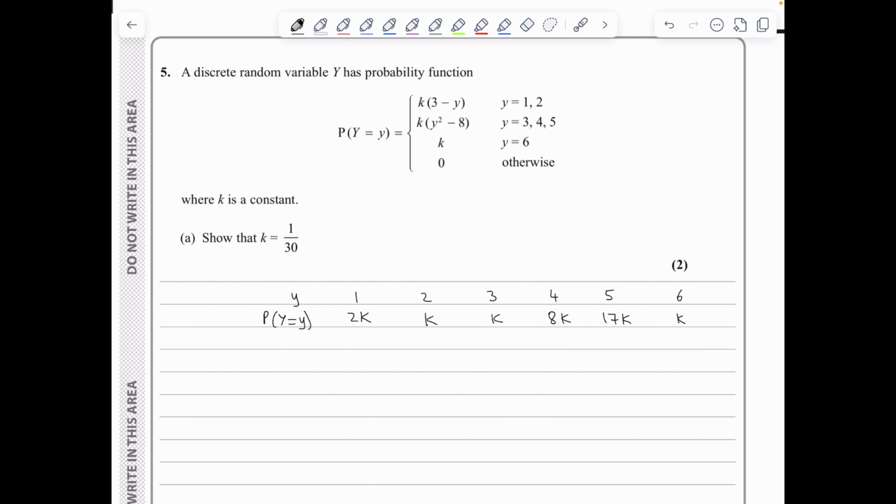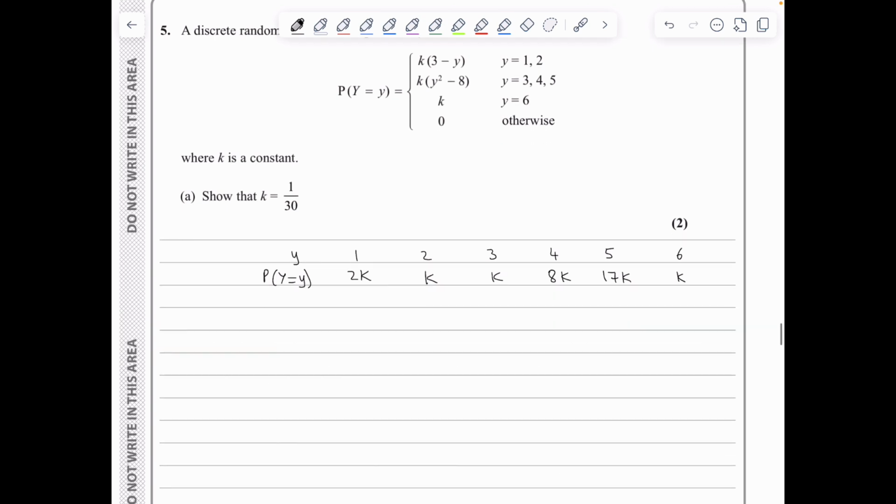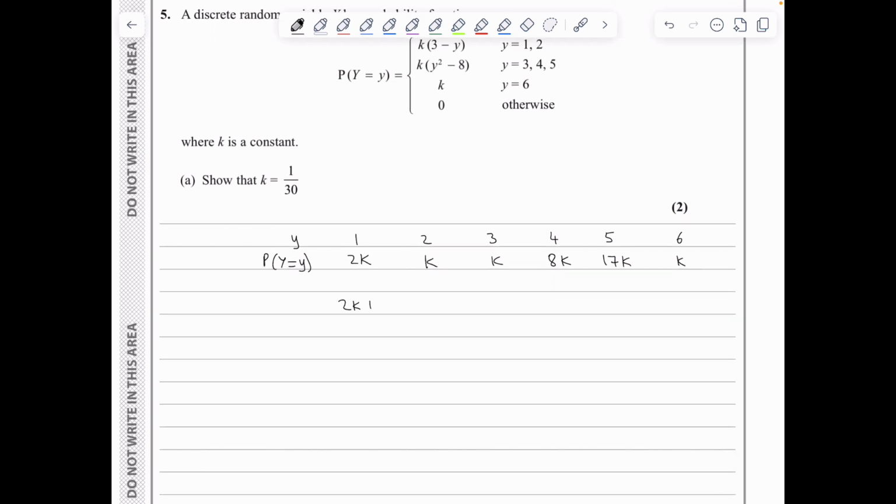And we know that the sum of the probabilities should be 1. So if we do 2k plus k plus k plus 8k plus 17k plus k, we should get an answer of 1. This leads to 30k is equal to 1, and therefore k is 1 over 30 as required.